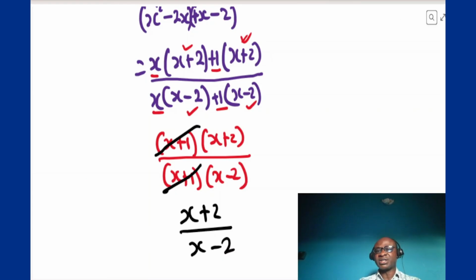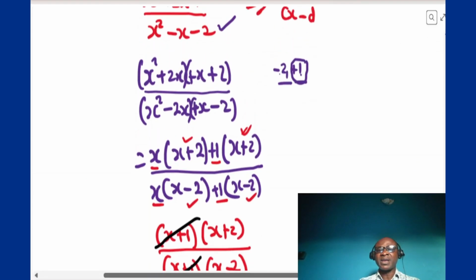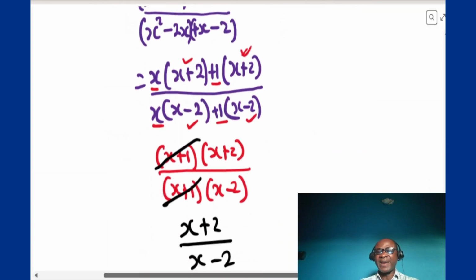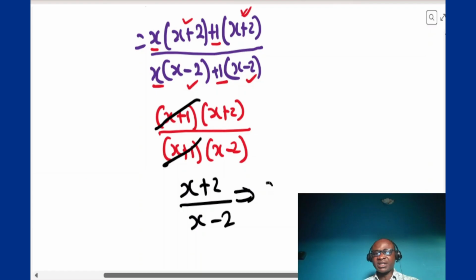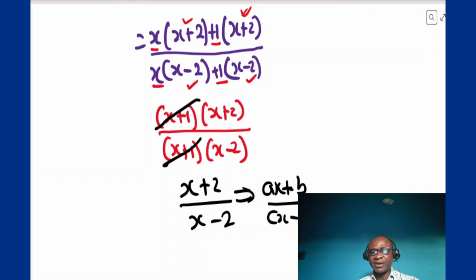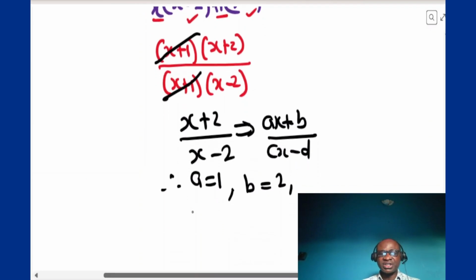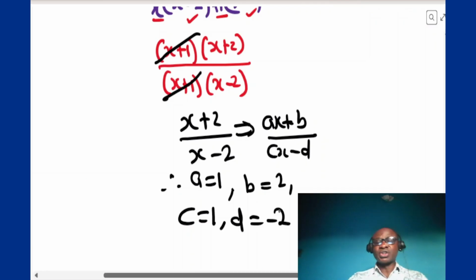Let's go back to what they said, that the answer must be in the form ax plus b over cx minus d. So we compare our answer to that. Look at it: ax plus b all over cx minus d. What it means, therefore, is that a is an integer 1, b is an integer 2, and c is an integer 1, and d is an integer 2. So this is the solution to that question.